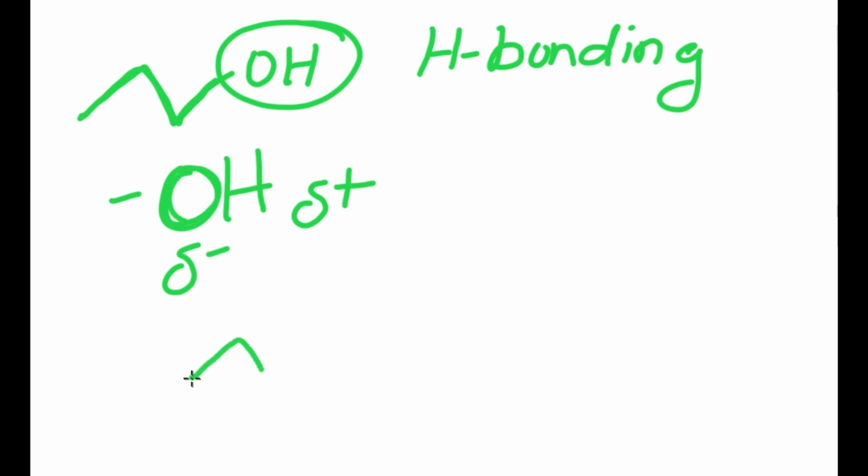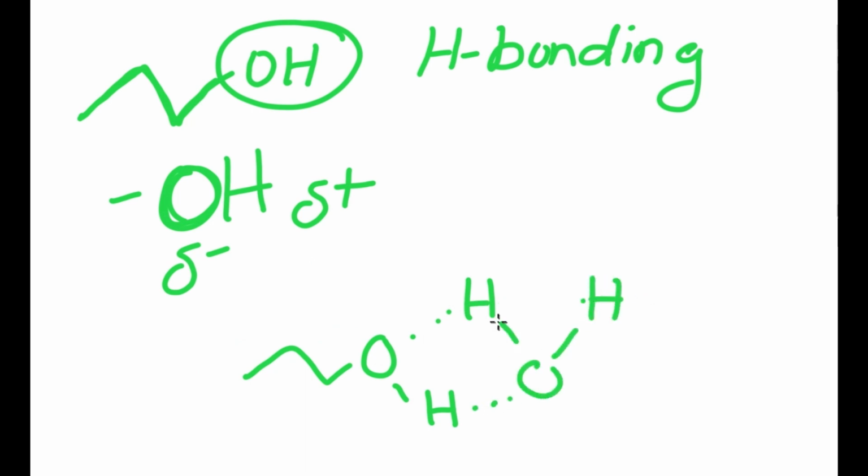So let's say we have a short carbon chain. It is now able to form hydrogen bonds, these hydrogen bonds right here, which are represented with dashed lines, to become soluble with water.